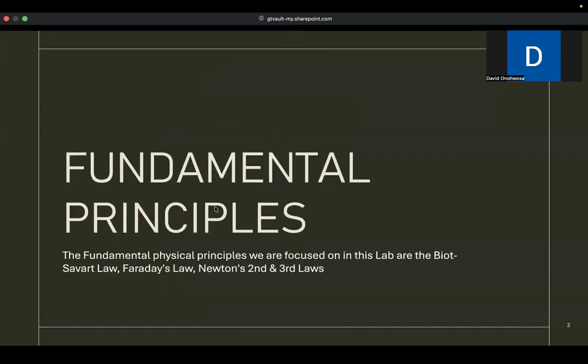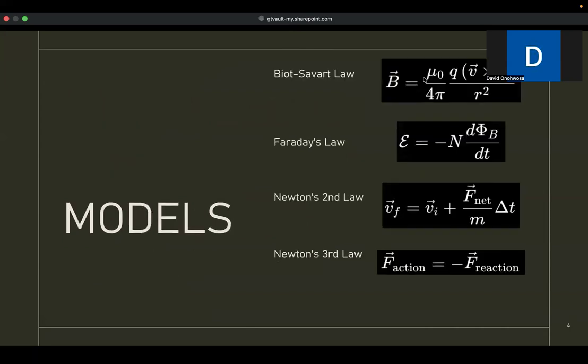Our fundamental principles that we're focused on for this lab are the Biot-Savart law, Faraday's law, and Newton's second and third laws. And here are those. So Biot-Savart, Faraday's law relates our EMF to the change in flux. Newton's second law states that our change in velocity is based off of our net force, and then Newton's third law is every action will have an equal and opposite reaction.